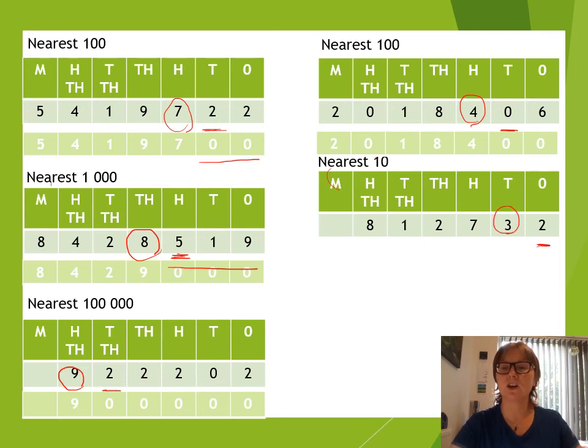And finally, rounding to the nearest 10, we circle the tens digit and we underline the digit on the right. This digit on the right, the 2, tells us that this digit in the tens, the 3, is going to stay the same. So we get 812,730. Hope you got those right.